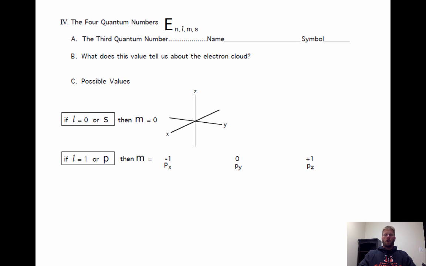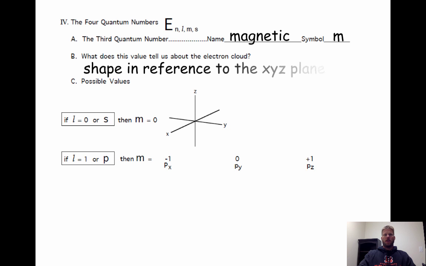The third quantum number is called the magnetic quantum number. It gets the symbol M. And what this is going to tell us about our probability cloud is the orientation in three-dimensional space, so the shape in the XYZ plane. The possible values now are another range of values from negative L to positive L.